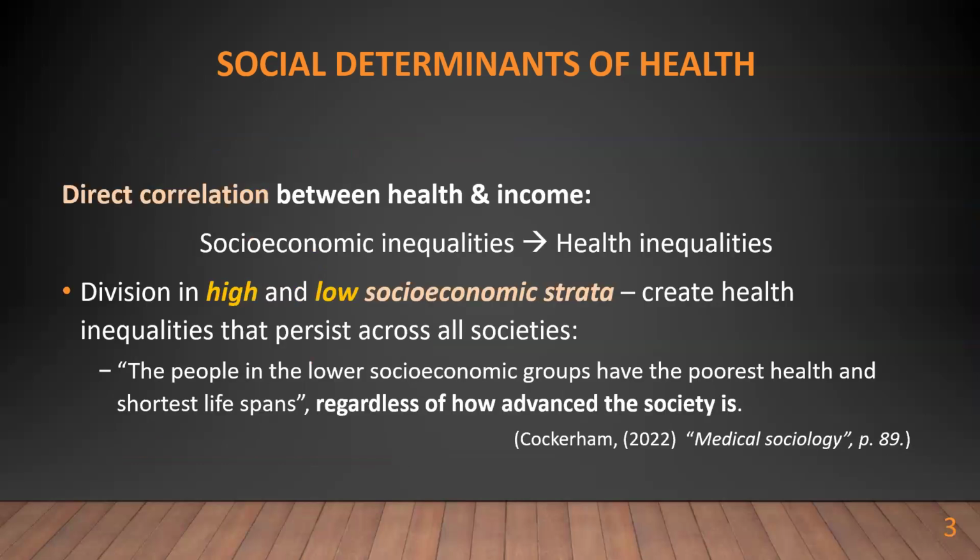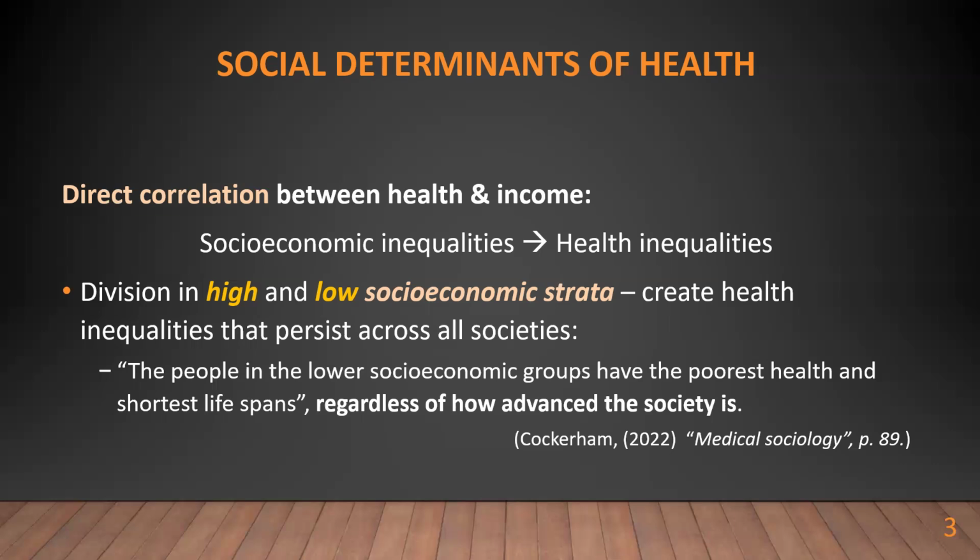But first, let's go through a general understanding of what every one of these social determinants is. So, the first one is perhaps the most important because, again, apart from revolution, we're looking at stable social development. And if that is the case, then the most important thing is the direct correlation between health and income. In other words, socioeconomic inequalities transfer into health inequalities in quite a direct way.